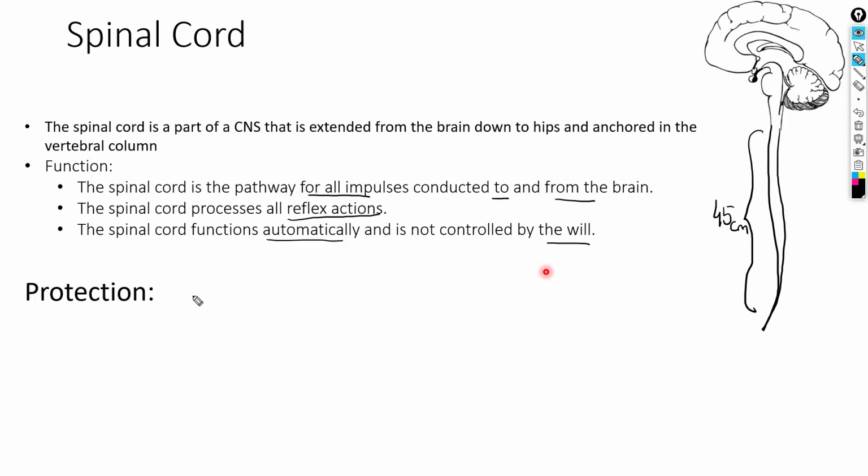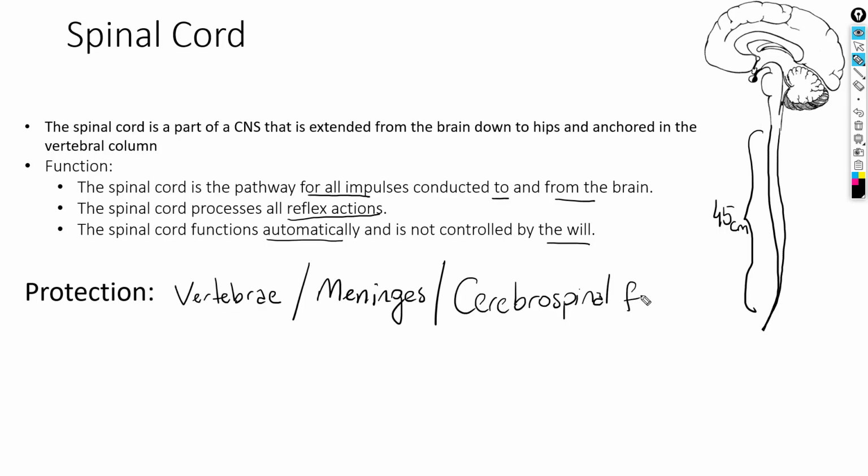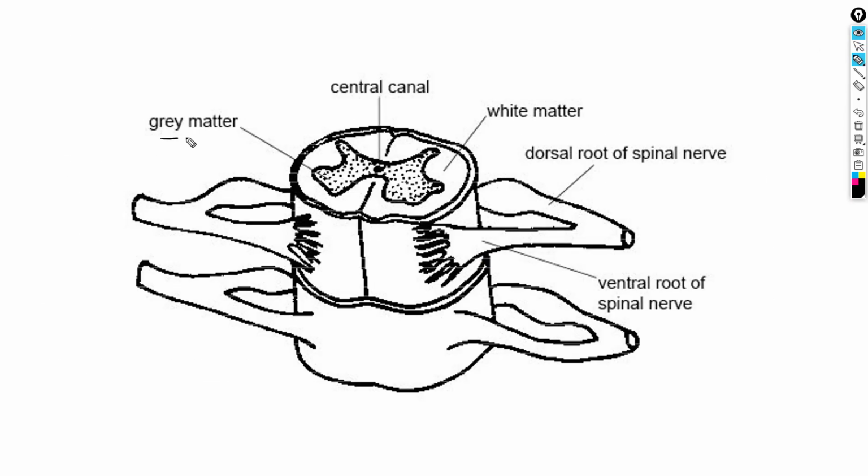And similar to the brain, it is also protected by three means. Instead of the skull here, it is protected by the bony canal called the vertebral column. Secondly, it is protected by the three-layered membrane called meninges. And finally, the fluid that is called cerebrospinal fluid. When it comes to gray and white matter, it is opposite of the brain. The gray matter here will be in the inner part of the spinal cord, and the white matter is on the outer layer of the spinal cord.